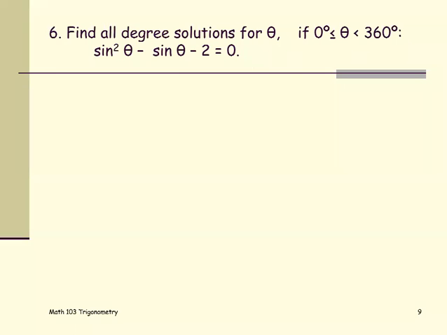In this problem, we are going to find all degree solutions for an angle theta if theta is located between 0 degrees and 360 degrees. That means we look at the solution for the first revolution. The equation is in the form of sine squared theta minus sine theta minus 2 equals 0. This equation involves the sine function, and it has the power 2.